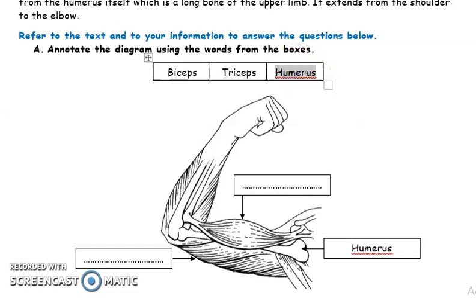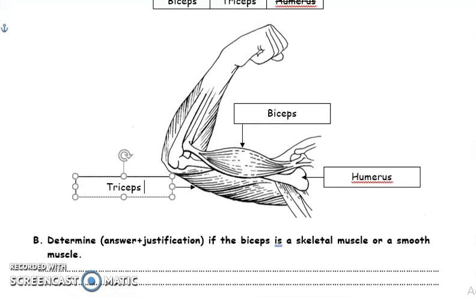We still have biceps and triceps. Biceps is the muscle of the upper arm found in front. Triceps is the one found in the back of the upper arm. Determine if the biceps is a skeletal muscle or a smooth muscle. The biceps is connected to your bone. Muscles connected to your bones are called skeletal muscles.